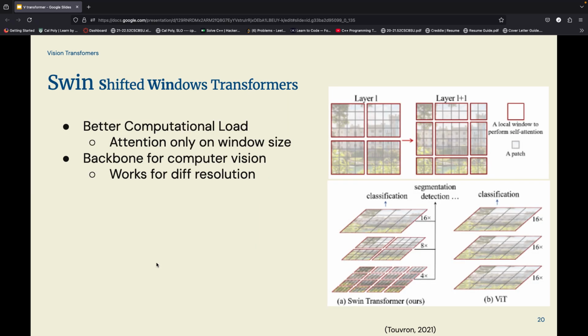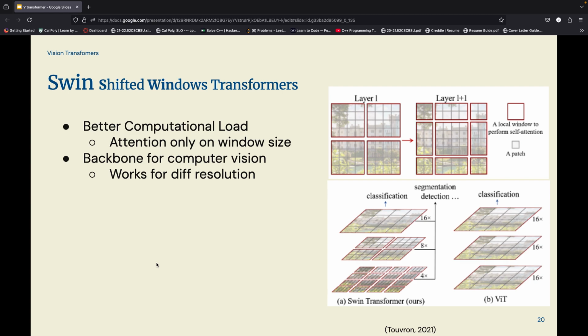And the next model I want to talk about is the Swin transformer, the shifted windows transformer model. This was in a paper called Swin Transformer: Hierarchical Vision Transformers using Shifted Windows. And the novelty of this paper comes from the hierarchical approach and the shifted window mechanism. The hierarchical approach is somewhat similar to the hierarchy of a CNN and how that works.